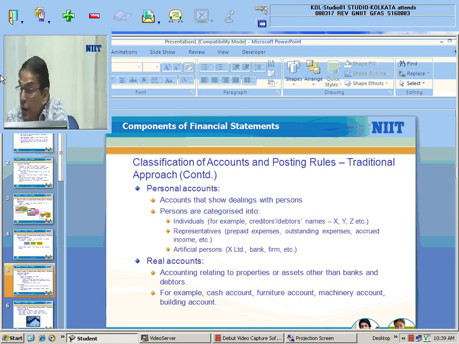Like cash account, furniture account, machinery account, building account, these are all examples of real accounts. Real things, they represent properties or assets. Like cash account, physical cash held in the business. Furniture account, various furniture which are used in the business or in the office. Machinery account, various machineries which are used for the purpose of running the business. Building account, building owned by the business, things like that. So these are real accounts. These are reflected through real accounts.